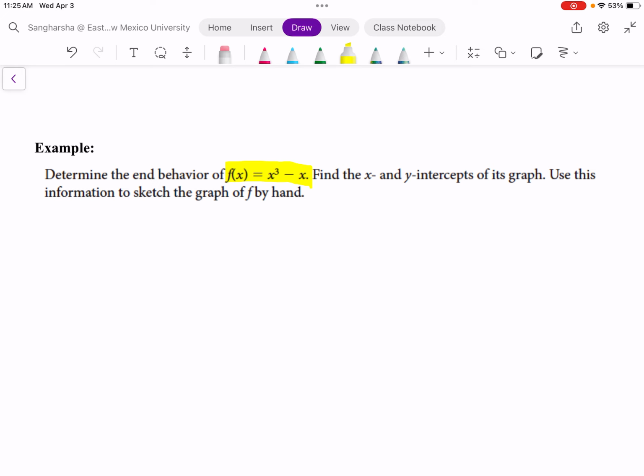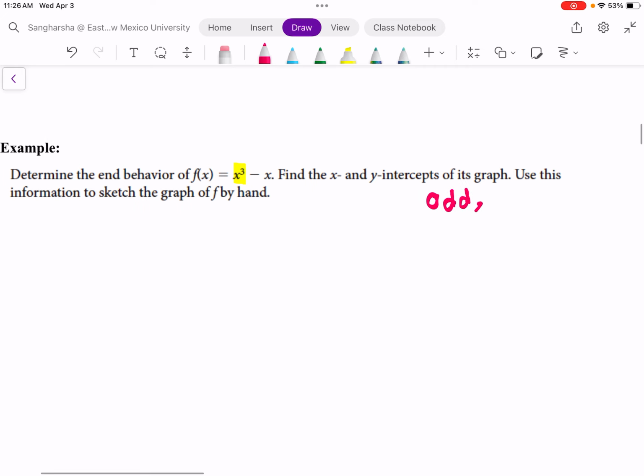Which one is the leading term for this function? x cubed. The term with the highest degree is the leading term. And what is the degree of that leading term? It is odd, right? So the degree is odd. And what about the coefficient of the leading term, a_n? Is it positive or negative? The coefficient looks like nothing here, but it's 1, so it is positive. If this is the case, we know the graph looks like this on the left end and like this on the right end. So this is our end behavior for this function.